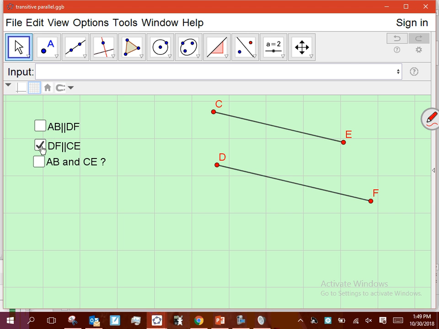What about these two lines? If I put the slopes on top of those, what would you say about those two? They are what to one another? Parallel. So what about these two? Those two are A, B, and C, E. At the beginning we had A, B parallel to D, F. We have D, F parallel to C, E.